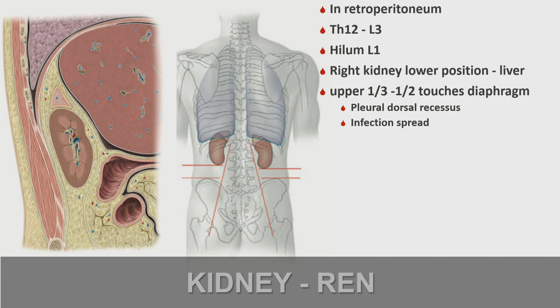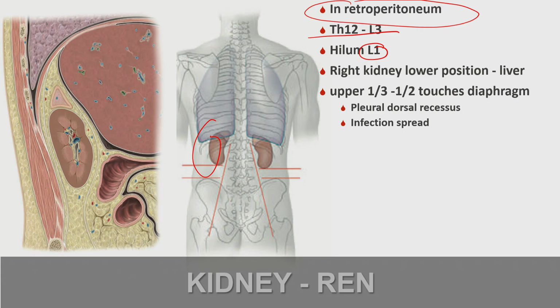So kidney, in Latin, renum. The kidney is an organ which is primarily localized in the retroperitoneum. It's a retroperitoneal organ which is not covered by peritoneal surface. It's localized at the level of Th12 to L3 with a hilum at the level of the body of the first lumbar vertebra. The right kidney is a little bit lower because of the pressure of the liver parenchyma.